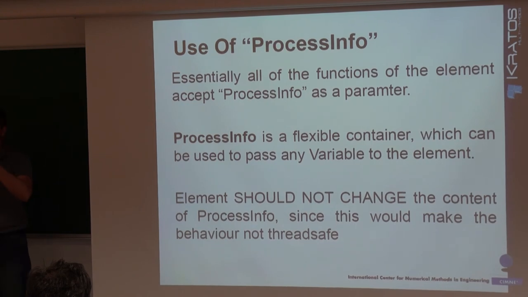For example, if you need to have an element that does multiple stages, you could say, I am at stage 1. You would define a variable stage, and you could pass it through the process info so that the element can see at which stage it is, and it could behave differently for the first stage of a computation or for the second stage of a computation.